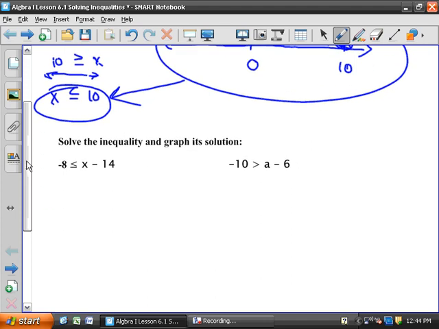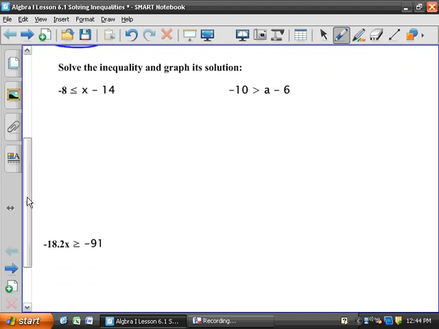Solve the inequality and graph its solution. I have negative 8 is less than or equal to x minus 14. Well, I want to get x alone just as I do with any other type of linear equation solving. So I'll add 14 to both sides of this inequality. Negative 8 plus 14 is 6, less than or equal to x. And again, you can read this in two directions. You can read it as 6 is less than or equal to x, or you can read it as x is greater than or equal to 6.